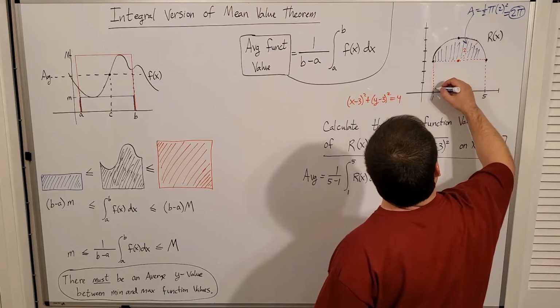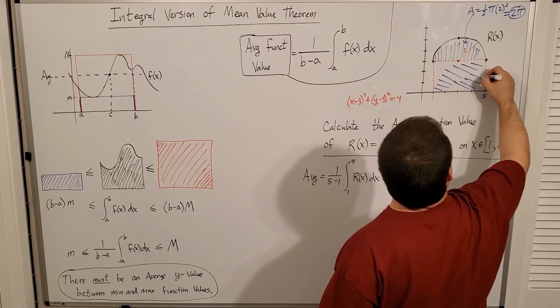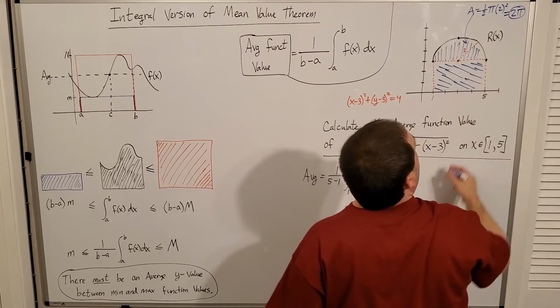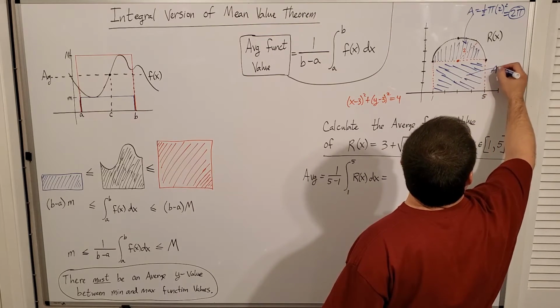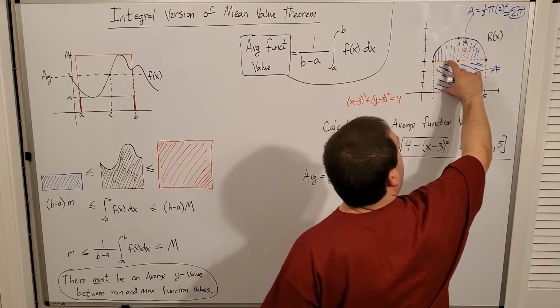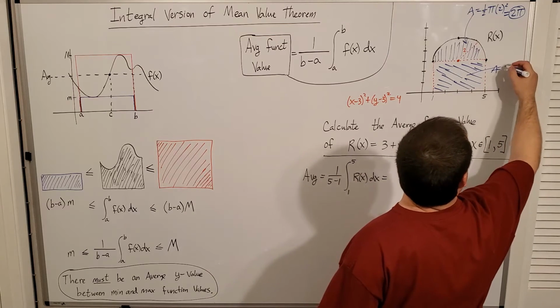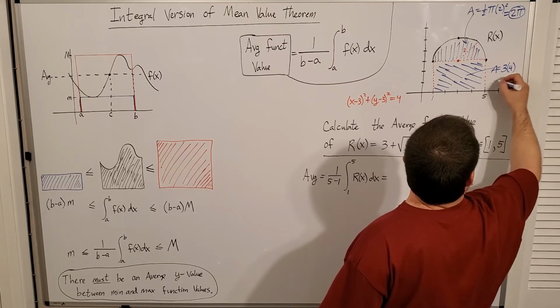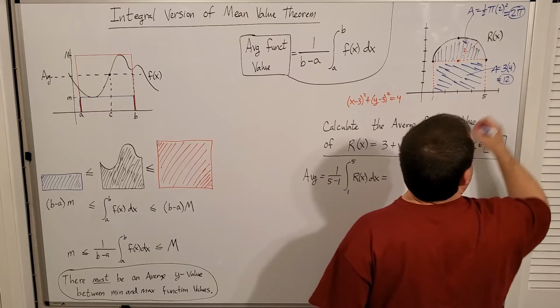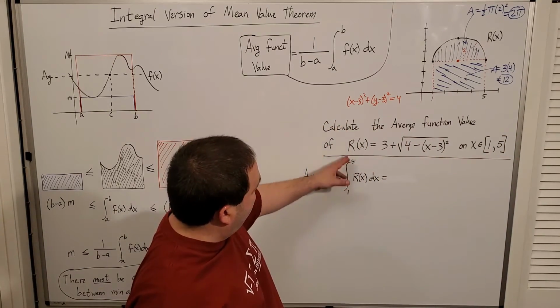And this region down here is a rectangle, right? Length times width. This area right here is just going to be 3 is the height, right? That's the shift. And then 5 minus 1 is 4. 3 times 4, 12 is the area here.